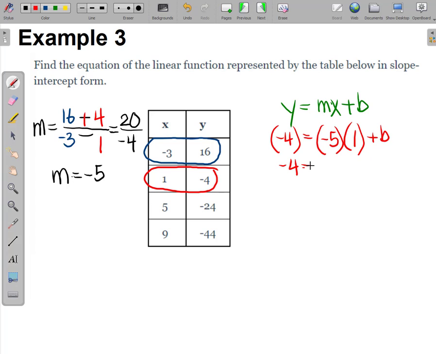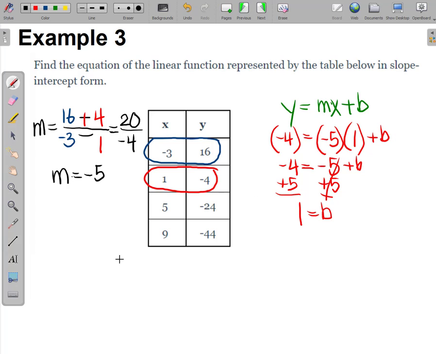And then that would simplify to negative 4 equals negative 5 plus b. After that, I'll use the addition property of equality, which is a fancy way of saying add 5 on both sides. And then negative 4 plus 5 is positive 1. And so I find out that my b value is 1 and my m value is negative 5.